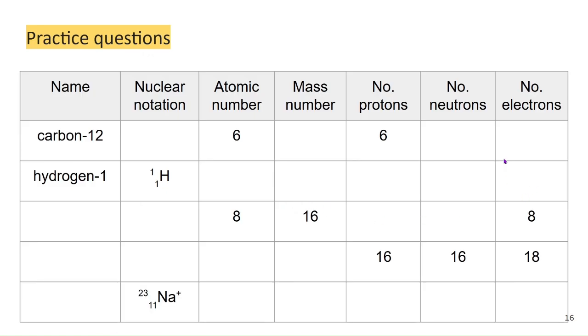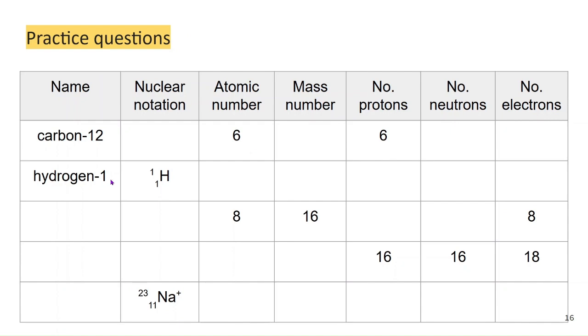So I'm going to have you do some practice here now. You might see one of these charts on the test at the end of this unit. You should be able to figure out each missing piece of information using the periodic table and the information given here. So carbon 12 means that 12 is the mass number. All right, so there's a hint there. 12 is the mass number.